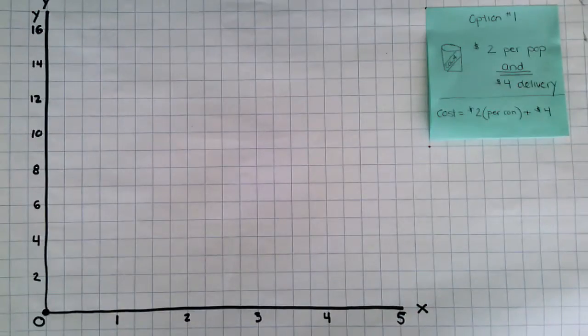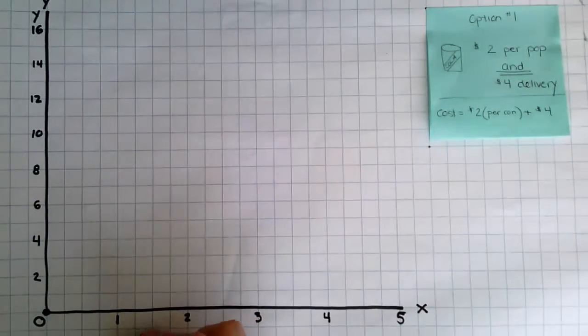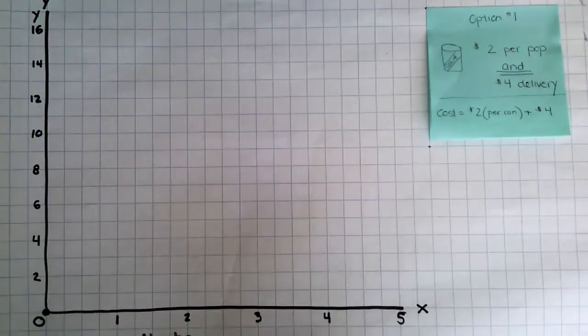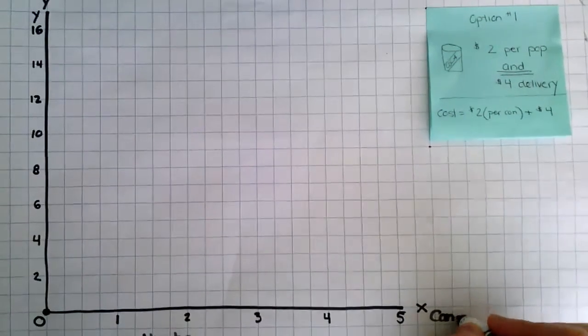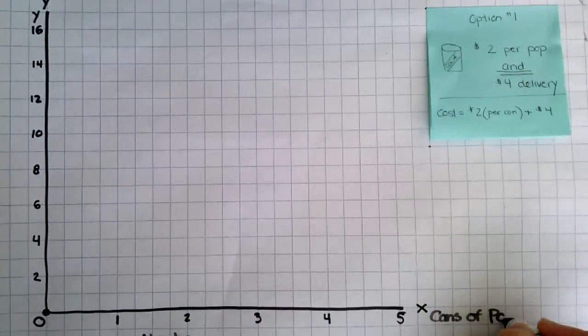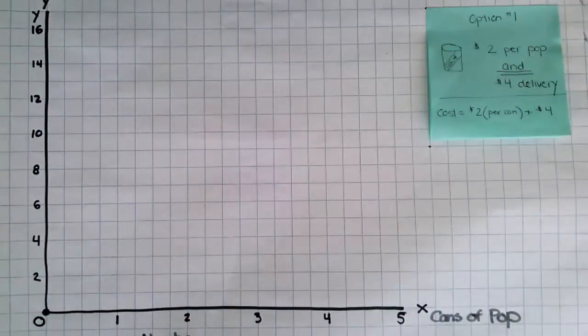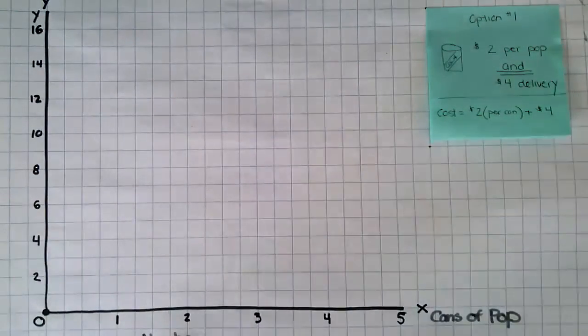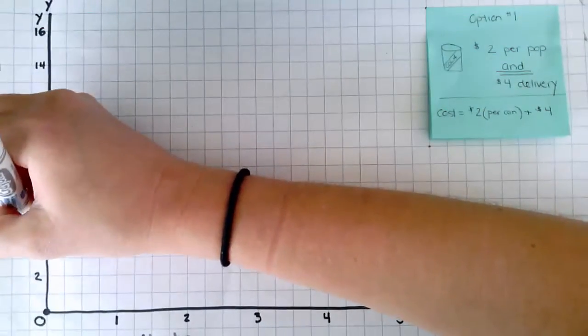So before we can really plot these points, we need to label our axes. Our x-axis, right now, is just numbers, 1, 2, 3, 4, 5, but that actually represents cans of pop. It might be a little low to see on camera, so I'm going to write cans of pop just to the right of the x. And on the y-axis, that's going to be the total cost. So I'm just going to write total cost.